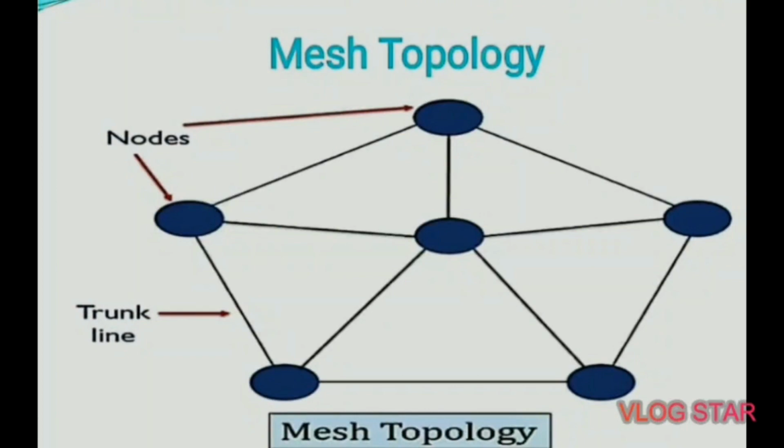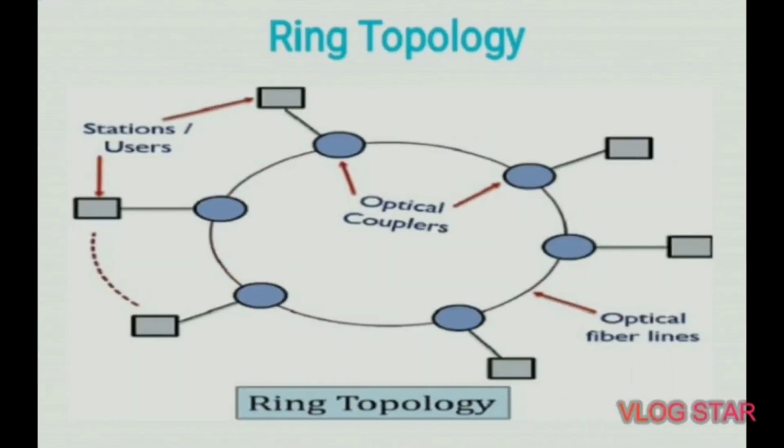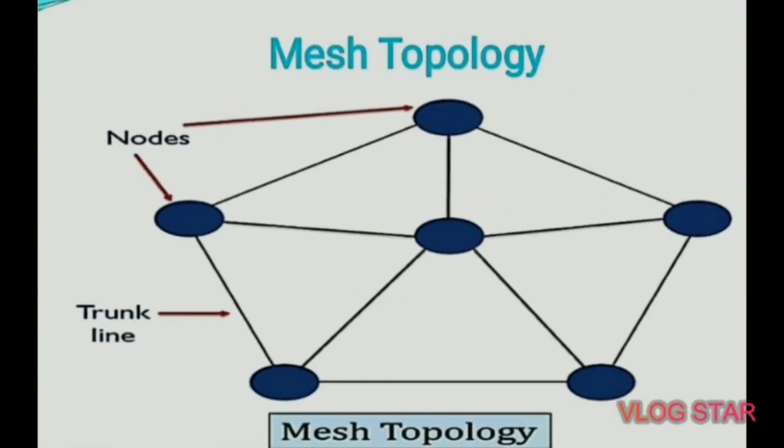Okay, so in topologies we have covered first bus topology, then ring topology, third star topology, and last mesh topology. Okay, then after that there are certain categories of optical network. The categories of optical network are based on the area that connects the user of the network.